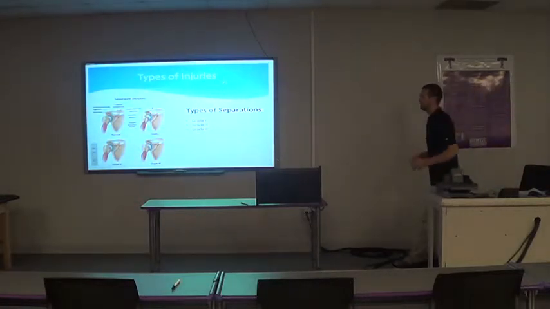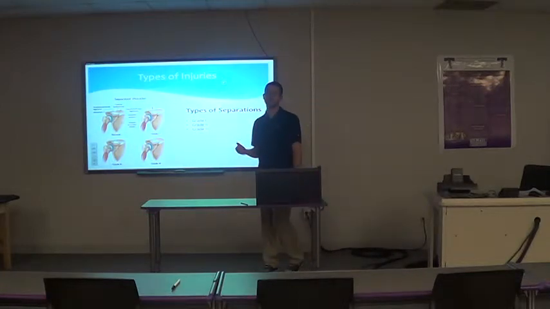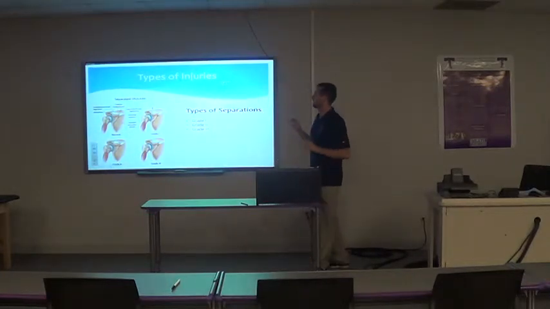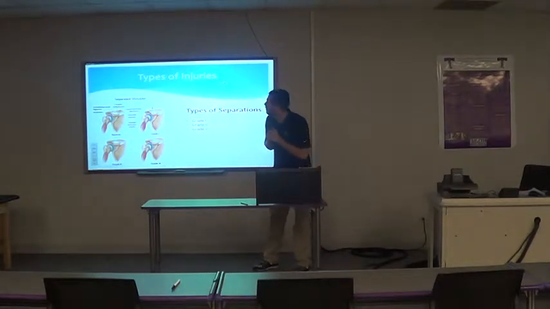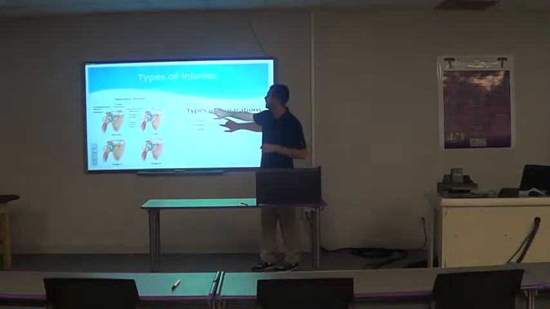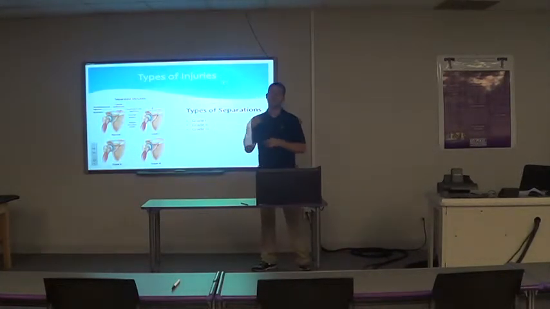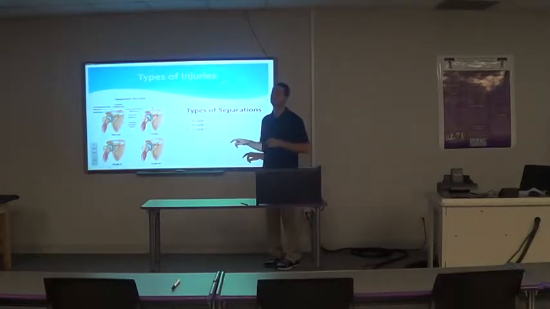Next one is a separated shoulder, which is what we saw that the football player suffered. Like I said, that's usually an injury to the AC joint, like the acromioclavicular ligament there, which attaches the acromion to the collarbone. There's 3 different grades. There's grade 1, grade 2, and grade 3.